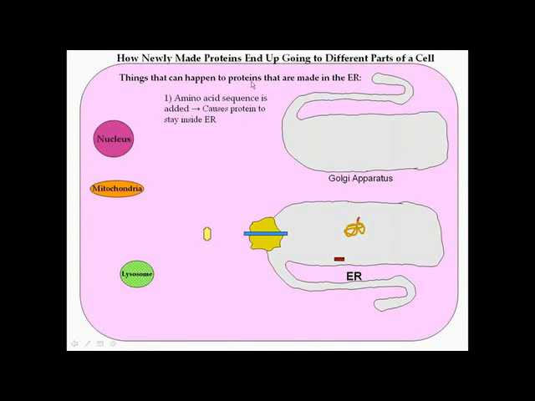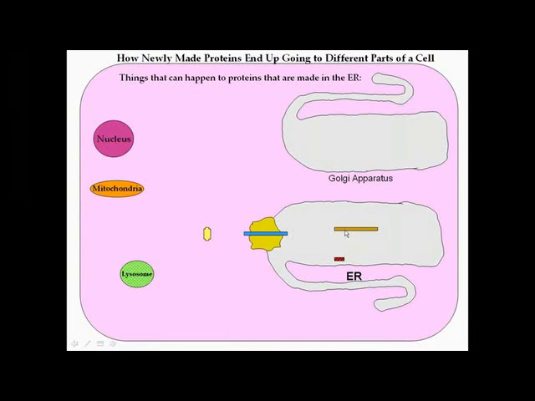So what all can happen to proteins that are made in the ER? One thing that can happen is that another signal sequence is added to it, one that'll cause the protein to stay inside of the ER. And so the job of this protein, it does something inside of the endoplasmic reticulum.